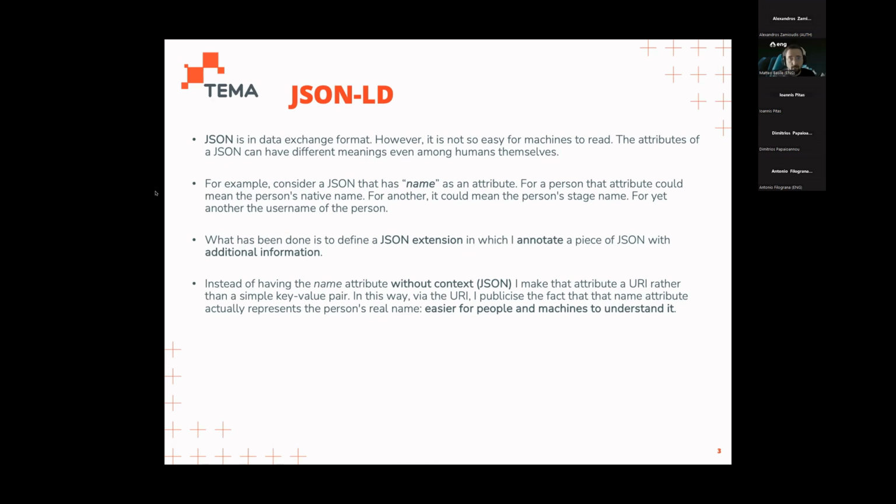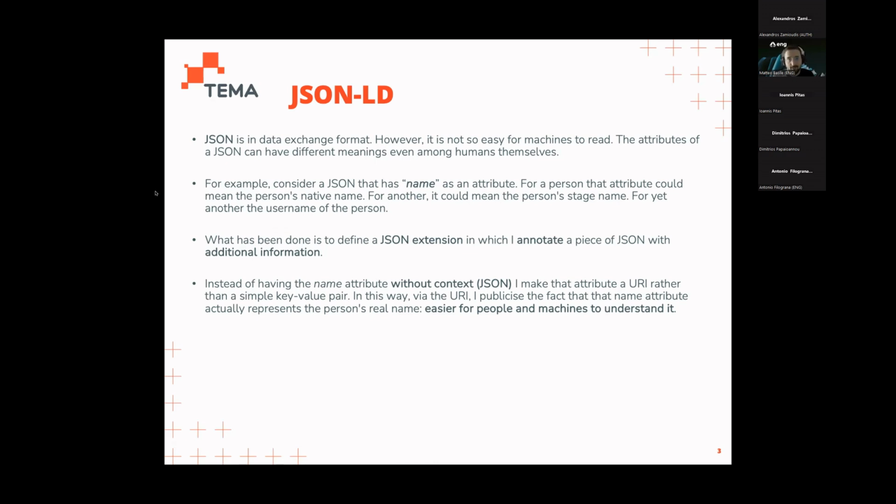the artist name of a person. For Antonio, the attribute name is the username of a person in order to log in to the system. So which is the real meaning of this attribute name? We don't know. We need to ask the one that generates this JSON. That's why JSON is not so interoperable.